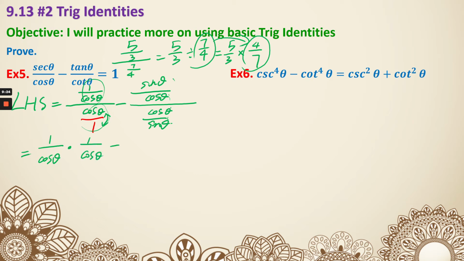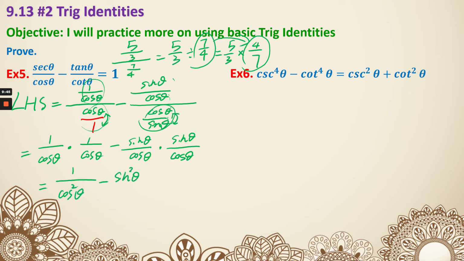For the second part, I'm going to do the same thing, keep the top, so sine theta over cosine theta. For the bottom, I'm going to flip, so I'm going to multiply instead by a sine theta over cosine theta. Now that looks slightly better, so I can start putting things together. 1 over cosine theta squared minus sine theta squared over cosine theta squared.